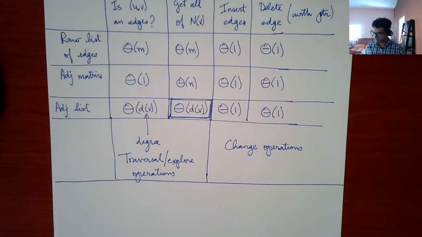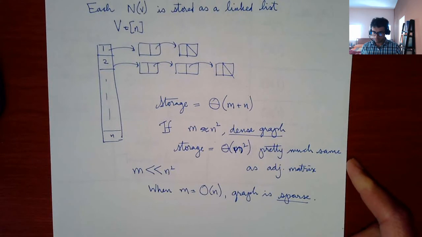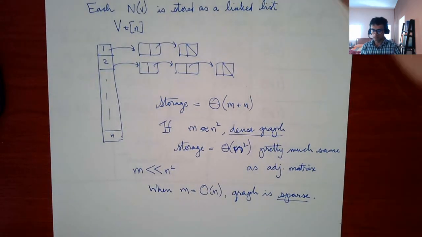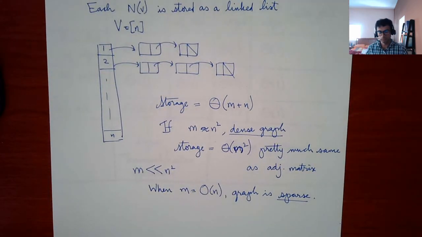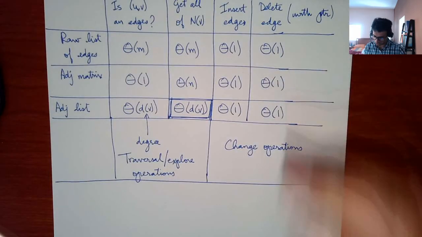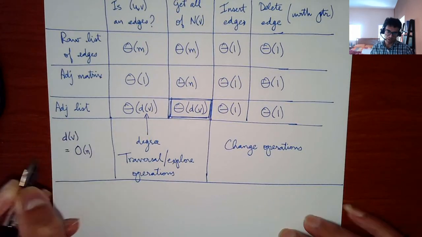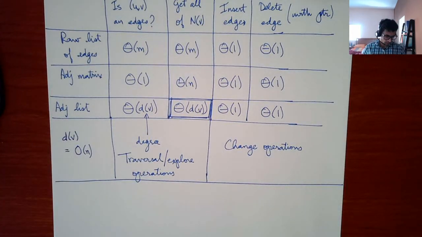Is degree of V big O of n squared? I'm sorry? The function degree of V, is that essentially big O of n squared? Big O of n. Because the degree is at most the number of vertices. N squared is the number of edges, but that's like the sum of all degrees. Sure. Okay. Yeah, I should write that. So, D of V is essentially O of n, but it can be much smaller. But it's always at most n.